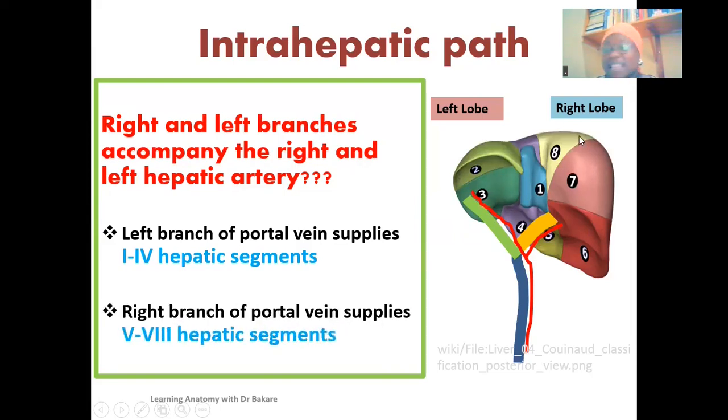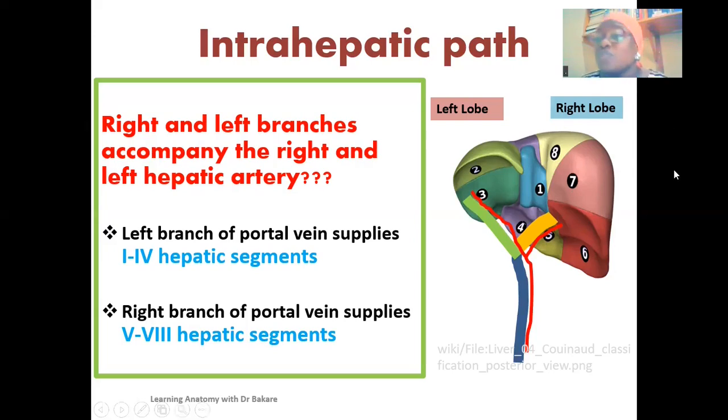While we have the right branch of the portal vein, this is the right branch of the portal vein that is highlighted here in yellow. You see it is directed towards the right lobe, and it will be supplying the fifth, the sixth, the seventh, and the eighth hepatic segment. So you can see that each of these branches, after dividing into the right and the left branches, further divide to supply the various hepatic segments that are formed as subdivisions of the different lobes of the liver. So that is what is presented generally. As you see, the left branch supplies the first to the fourth hepatic segments, while the right branch of the portal vein will supply the fifth to the eighth hepatic segments.